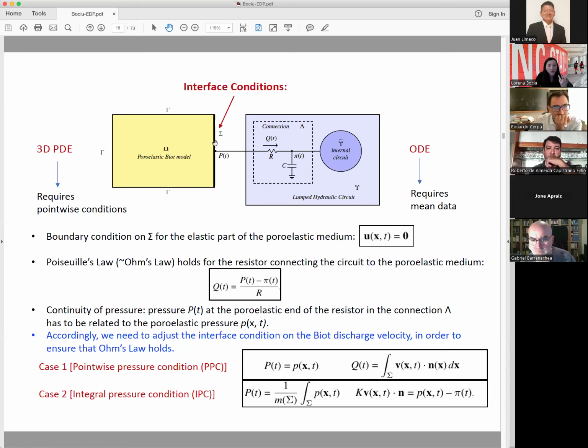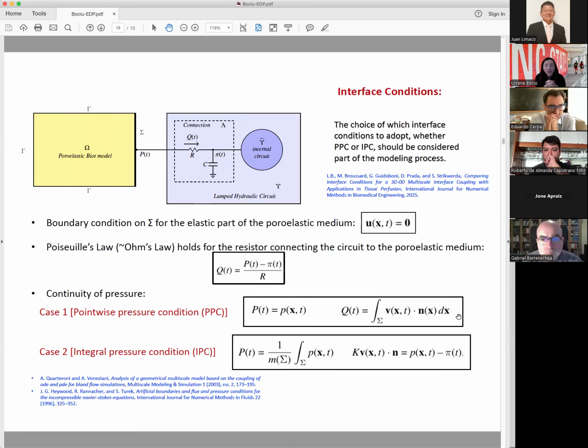The other way is to assume that the pressure here at this node that connects to the circuit is the average of the BO pressure on the interface sigma. Okay, and then accordingly, to make sure this Poiseuille law holds, we have now this condition, which looks more like a normal Robin type boundary condition for BO. Because again, there would be grad P dot n, so Neumann, but you also have P, so Robin boundary condition, and you have this pressure pi that comes from the circuit inside here. Okay, so these are the two conditions that we investigated.